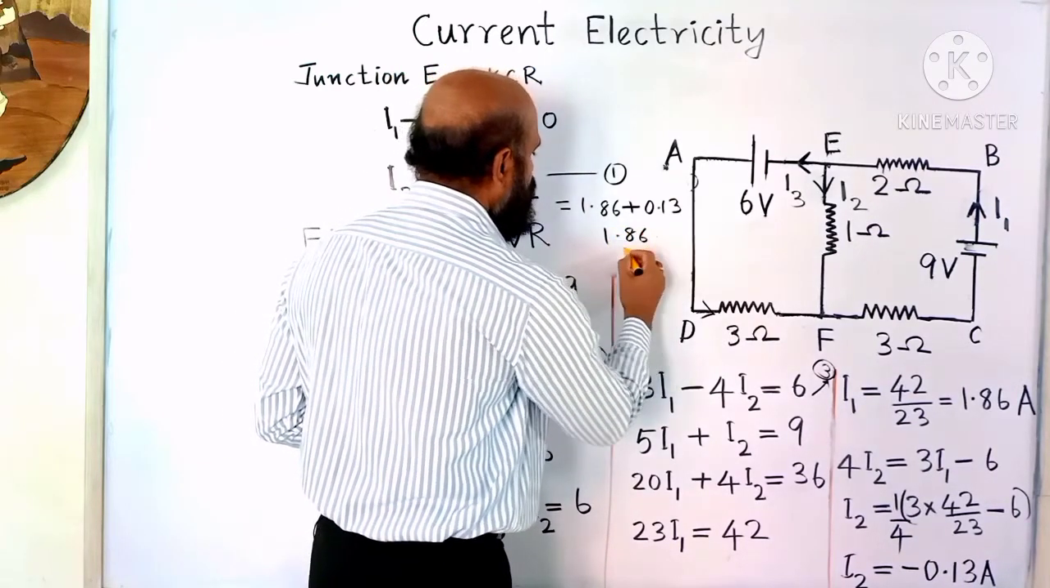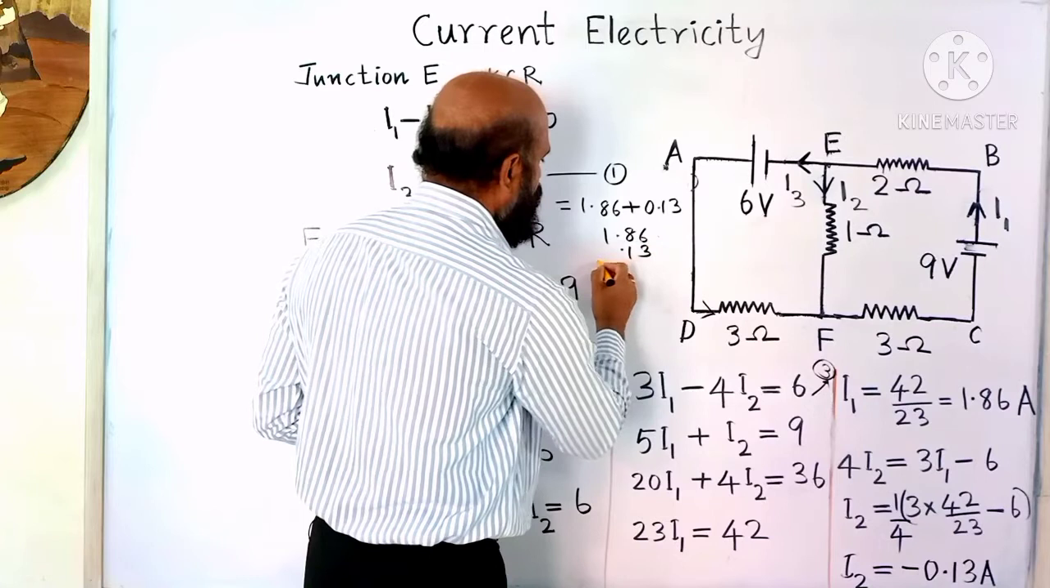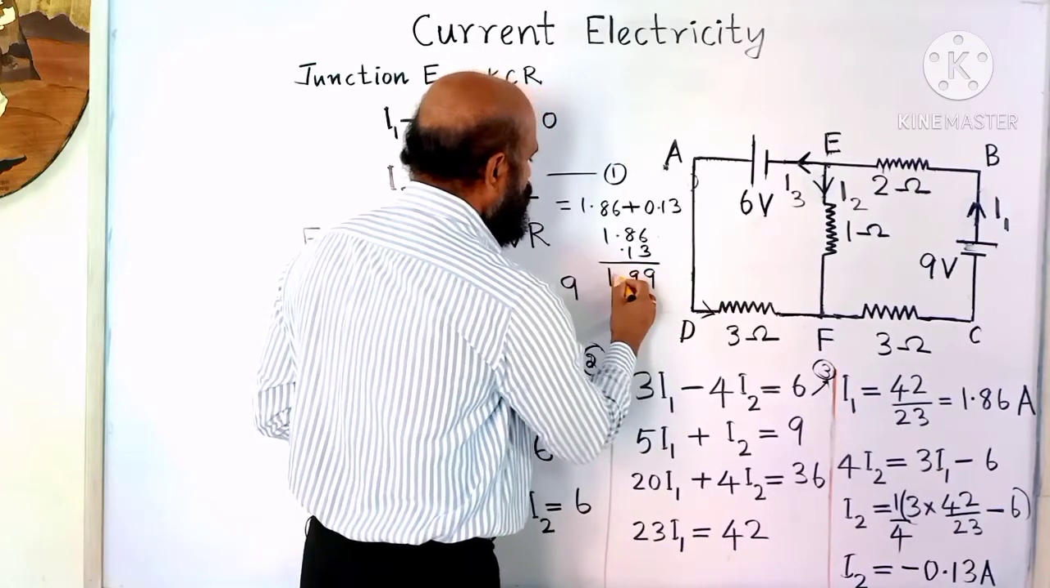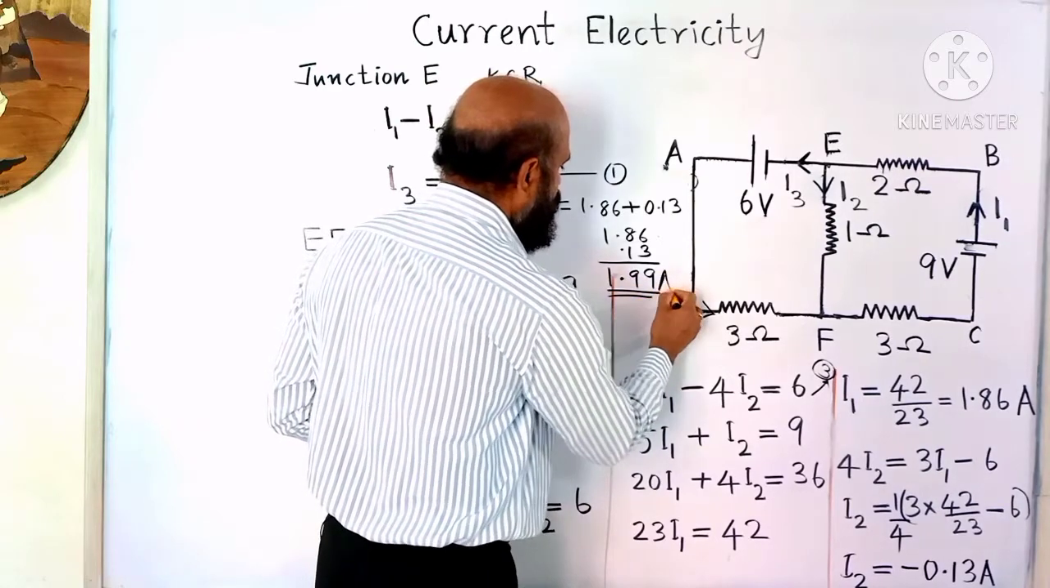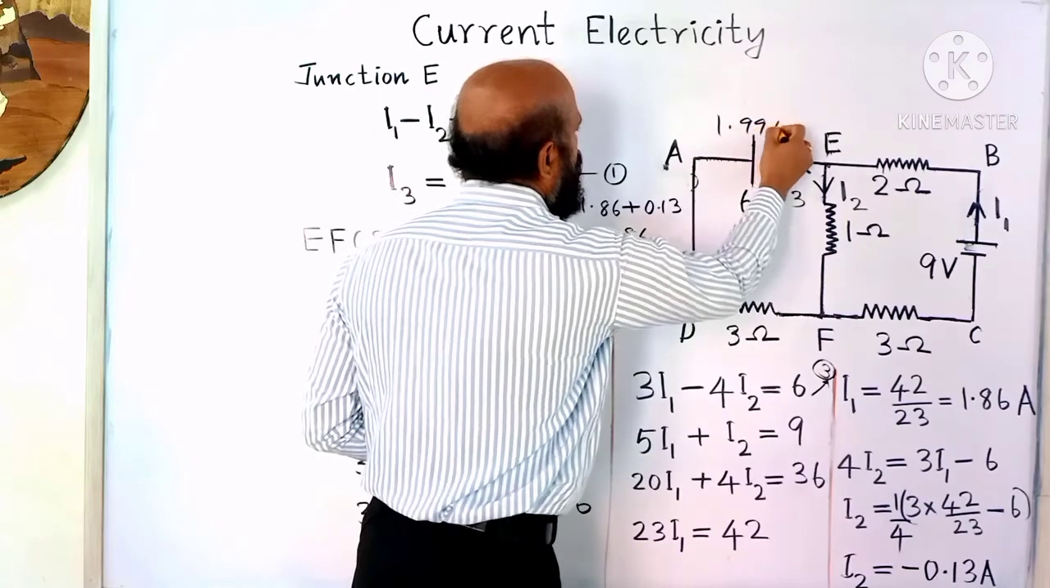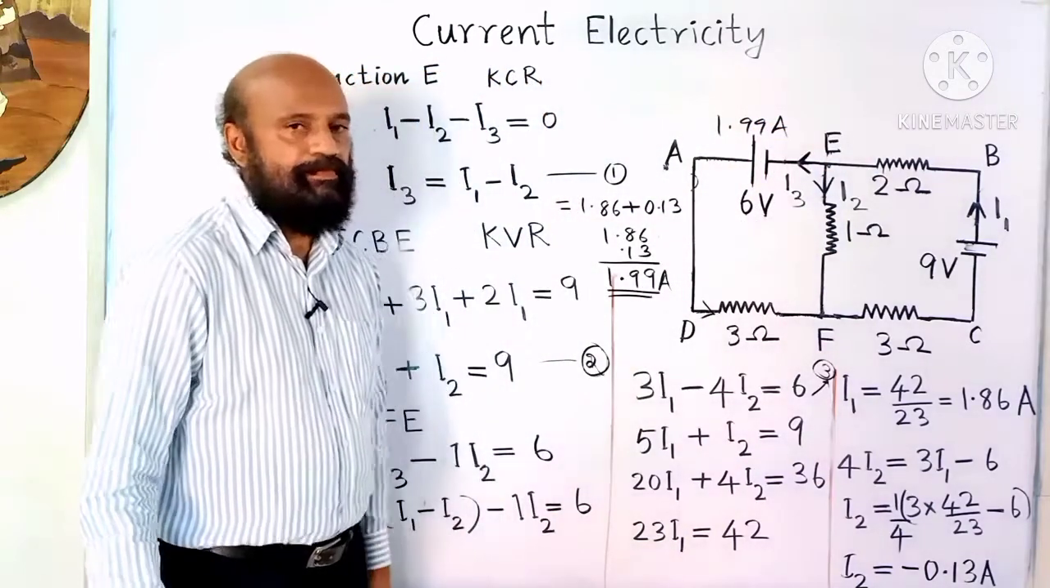You have to add these two: 1.86 plus 0.13, so 1.99 ampere. So in this branch the current is 1.99 ampere.